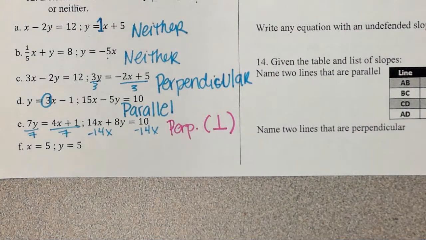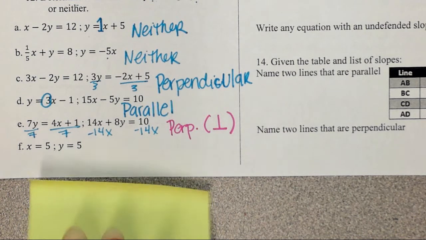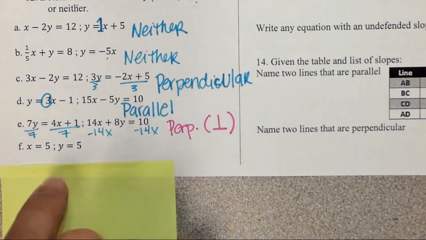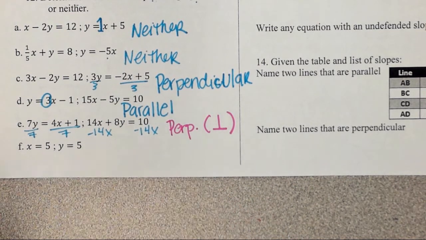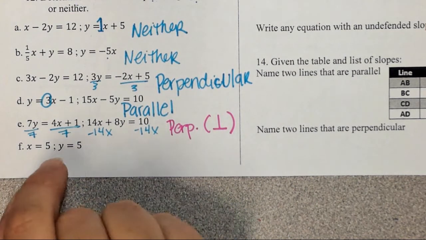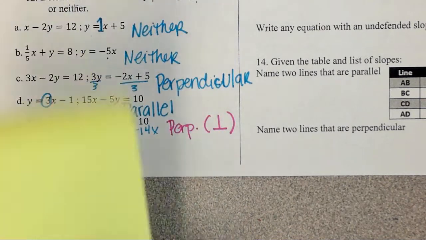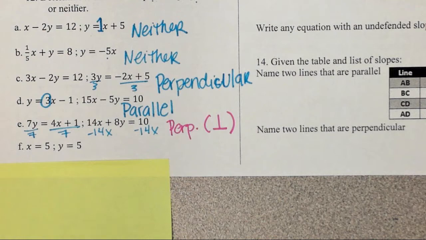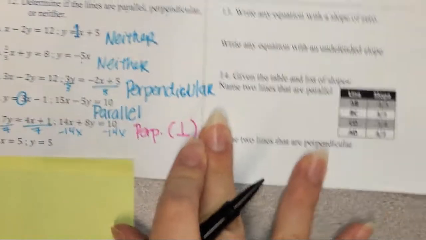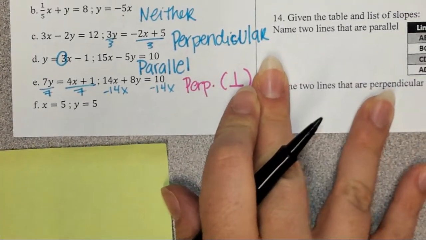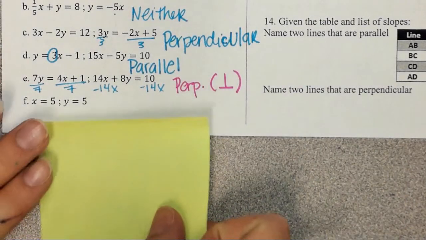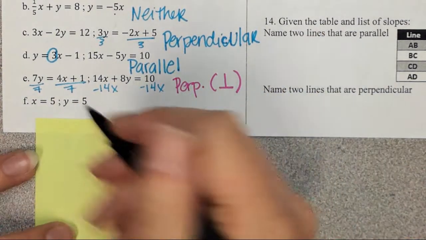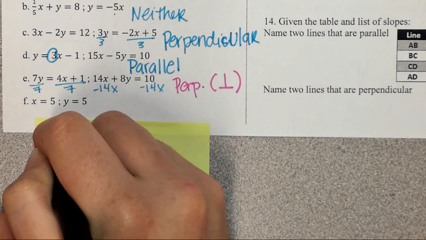All right, I'm running out of paper here. I'm gonna have to go to sticky notes. Okay, last one, we don't have to do any converting. We've got an x equals 5 and a y equals 5. So, if you learned this in Algebra 1, this is just a little trick to remember what goes with horizontal lines and what goes with vertical lines.